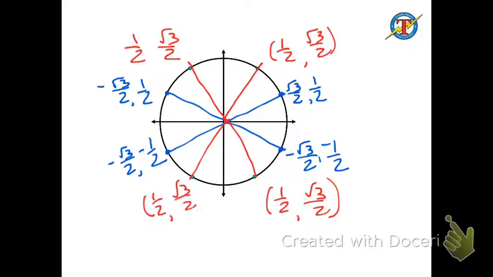And then I'll fill in my signs, okay? In quadrant 2, I go left and then up, so it's negative and then positive. Quadrant 3, I go left and down, both negative. In quadrant 4, I go right and then down.